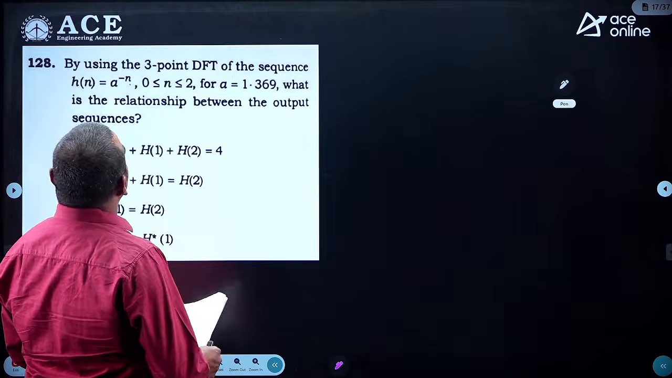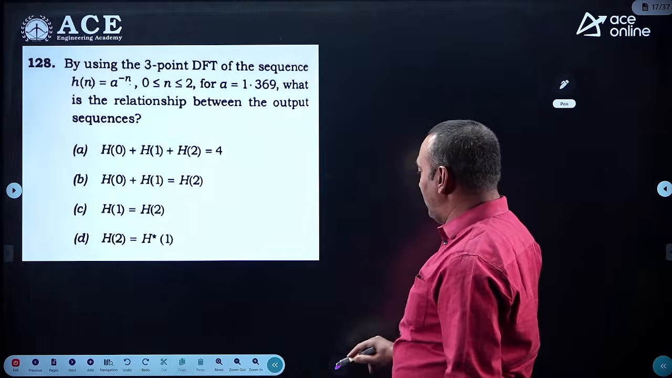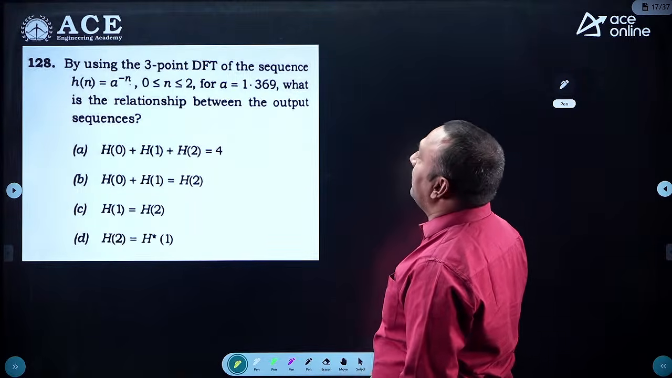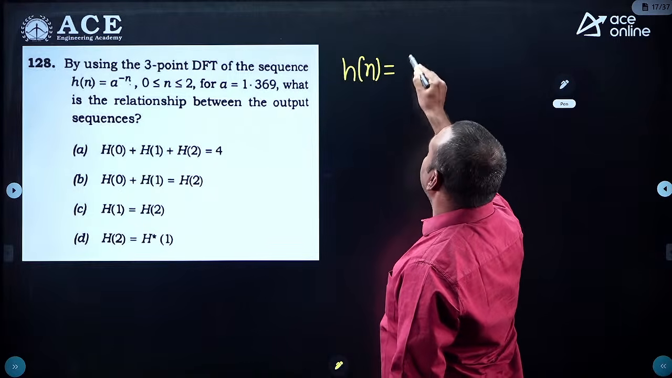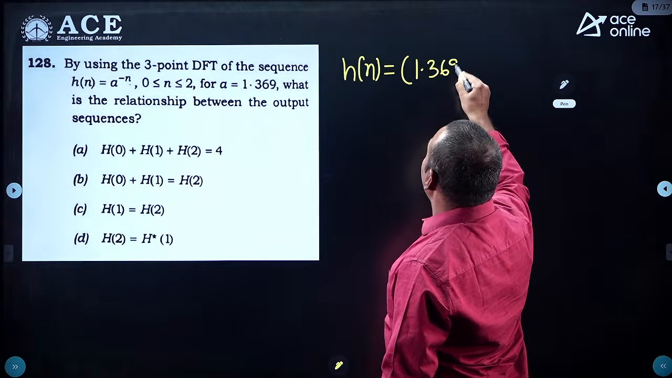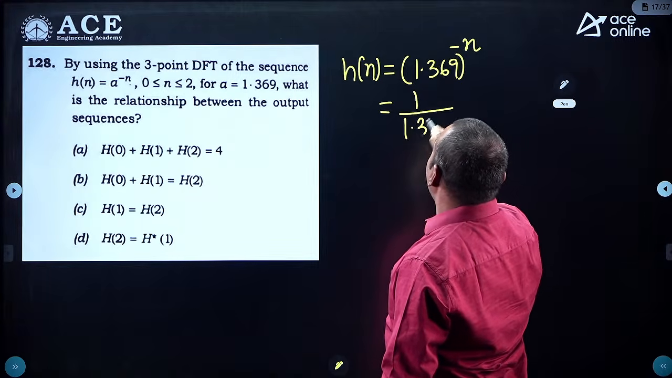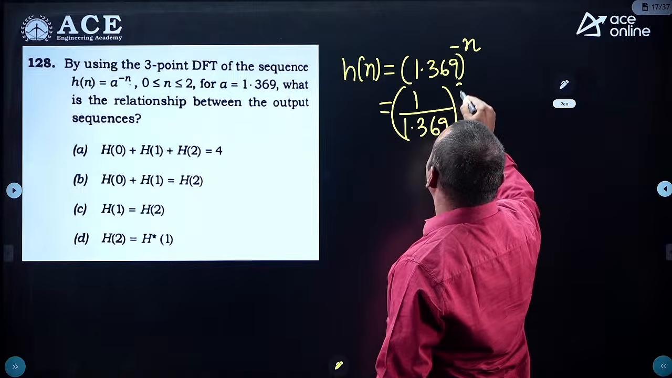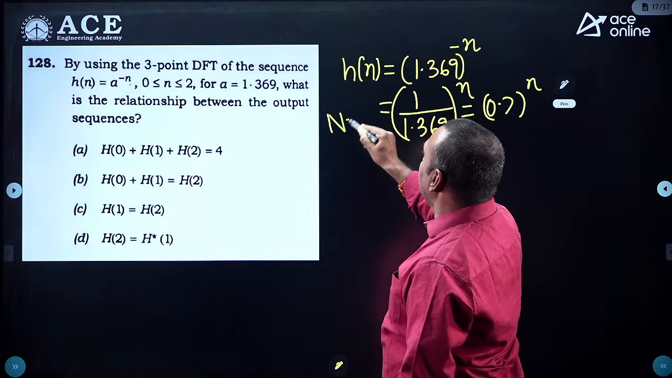Let us see the next one. By using 3-point DFT of the sequence h[n] equals a power minus n, where a is mentioned to be 1.369, 1.369 whole power minus n, indirectly, roughly I am saying, it is 0.7 whole power n. It is mentioned 3 point.